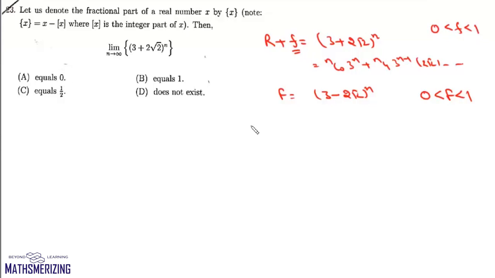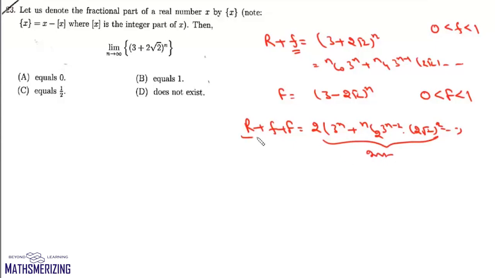Now if we add them, we can write r + f + F will be 2 times [3^n + nC2 3^(n-2) (2√2)^2 + ...]. Now this right hand side is an integer. This r is also an integer. That means this f + F must also be an integer. Now if we add capital F plus small f, it lies between 0 and 2, and the only integral value possible in this case is 1.